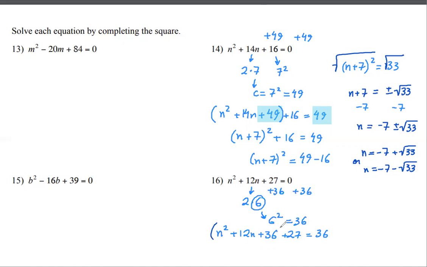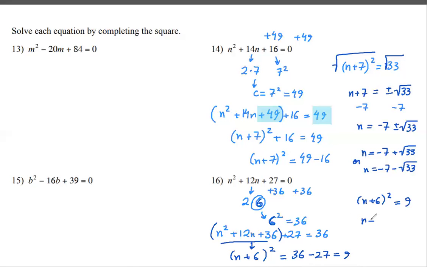Okay, now we recognize this as a perfect square. It's n plus 6 squared. The 6 is quite relevant here. Look, 12 is double of 6, and 36 is the square of 6. So this is how we convert this whole expression into this expression. Now let's do the difference here. Let's do 36 minus 27, and that's equal to 9. So this is 9. So we can write n plus 6 squared is equal to 9.